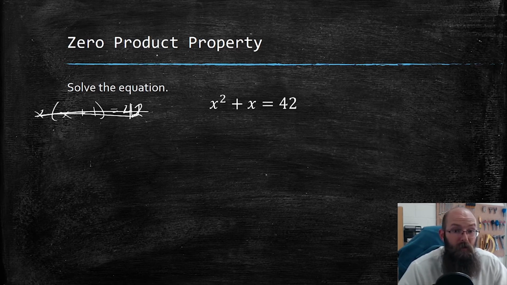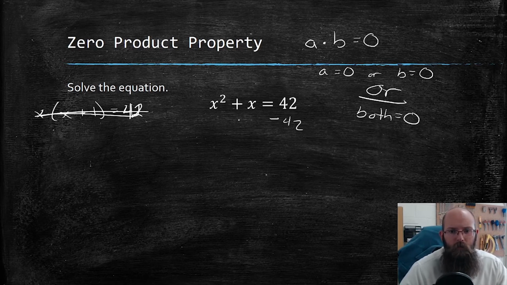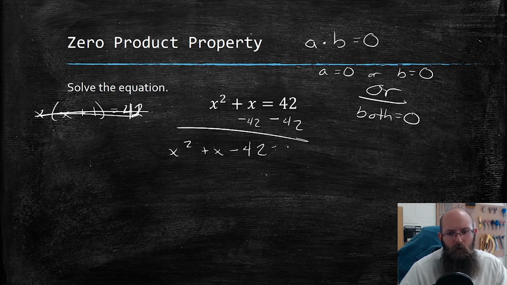What I do need to do is the zero product property, which says if A times B equals 0, then A equals 0, or B equals 0, or both equal 0. One of those two things must be true in order for it to equal 0. So let's get this equal to 0. Let's subtract this 42 over. X squared plus x minus 42 equals 0.